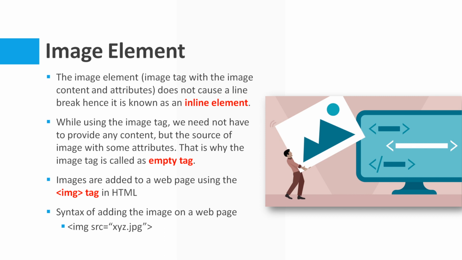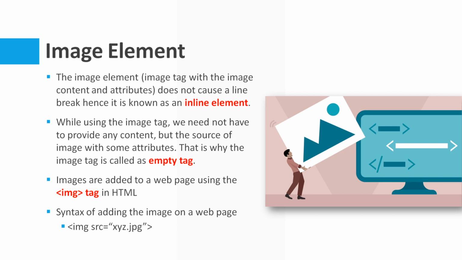While using the image tag, we do not have to provide any content, but the source of the image with some attributes. That is why the image tag is called an empty tag. In the previous video lecture, we got familiar with two empty tags, that is the BR tag, that is used for line break, and the HR tag, that is used for horizontal line or horizontal rule. And this image tag is an empty tag that has an opening tag but does not have any content or closing tag. An image can be easily added or inserted in our web page using the img tag.